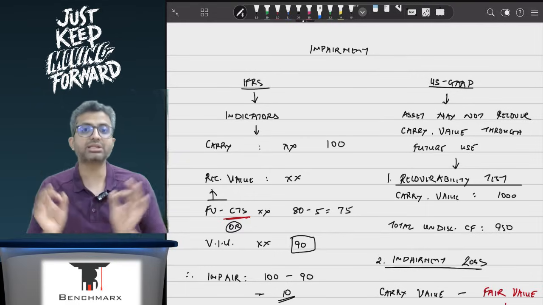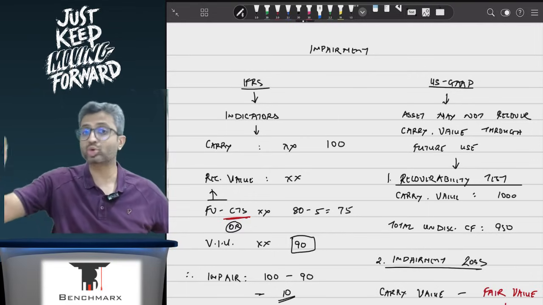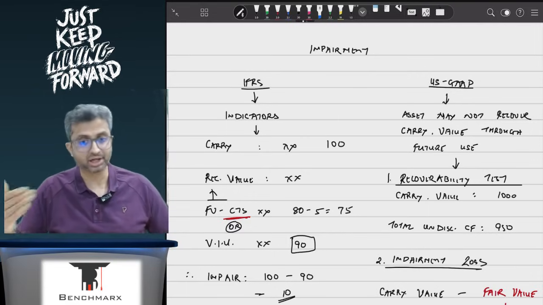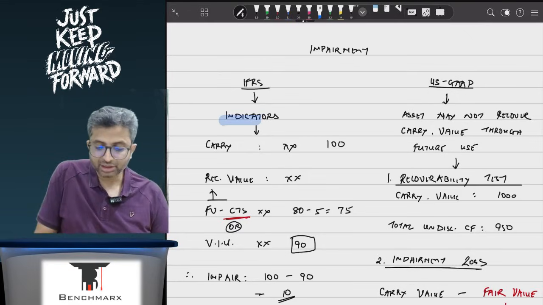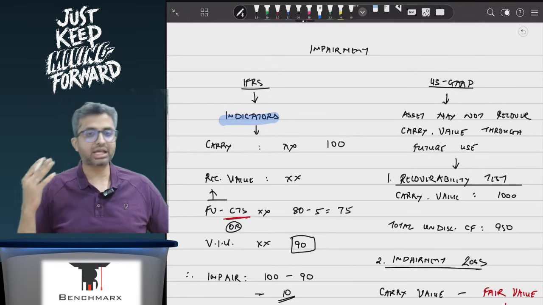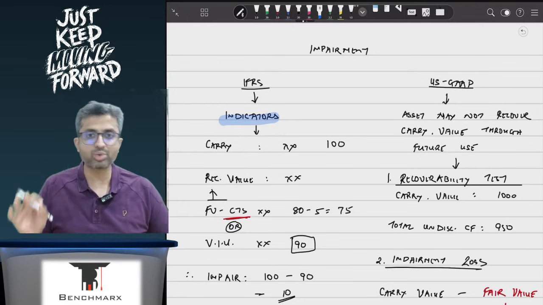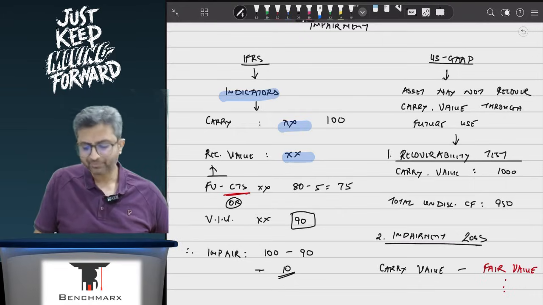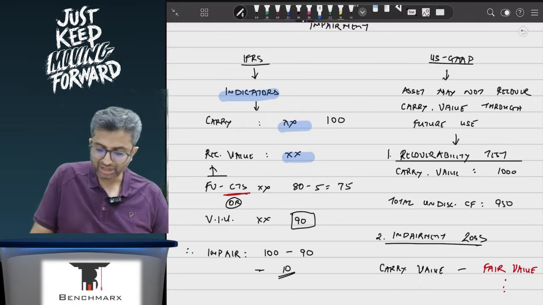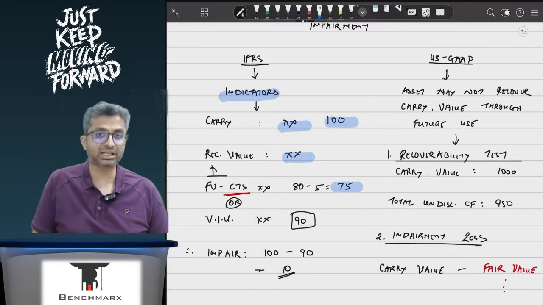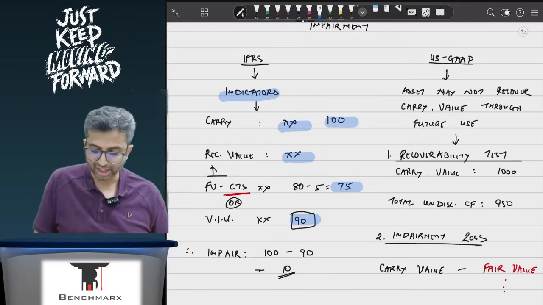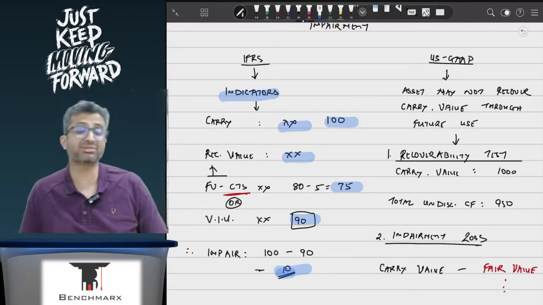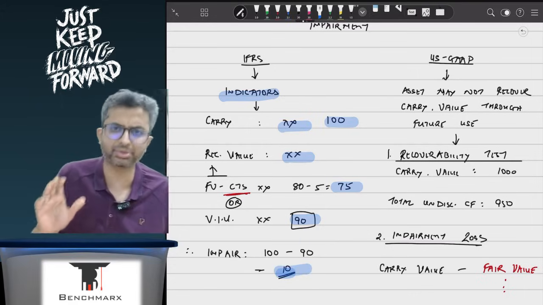Usually, IFRS says that you will do impairment testing, that is, calculate recoverable value, only if there are indicators. If I believe there is a possibility of impairment, only then will I do the recoverable value testing, comparing the carrying value with the recoverable value, which is the higher of fair value less cost to sell, or value in use. So if your carrying value is 100, your net selling price is 75, and value in use is 90, the higher of the two is the recoverable value, and hence 100 minus 90, that is 10 rupees, is my impairment, which will typically go into the profit and loss account.